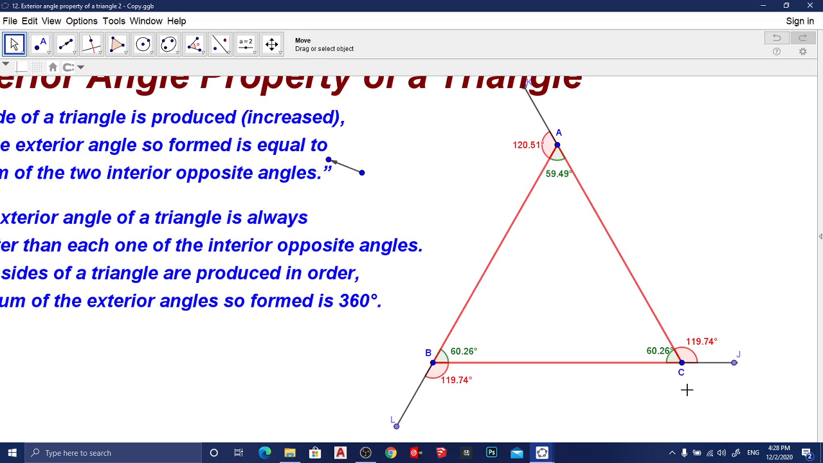What is the first property? The exterior angle is always equal to the sum of the two opposite interior angles, and if we produce in order the three sides, the sum of all the three exterior angles is always 360 degrees, which is double the sum of the interior angles. Sum of the interior angles is 180 degrees, you know that, angle sum property. Sum of the exterior angles is double that one, 2 times 180 degrees, which is 360 degrees.